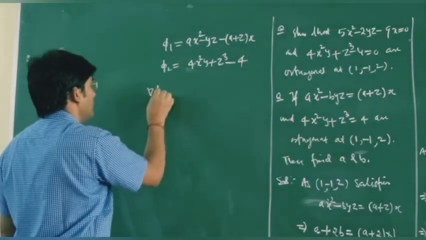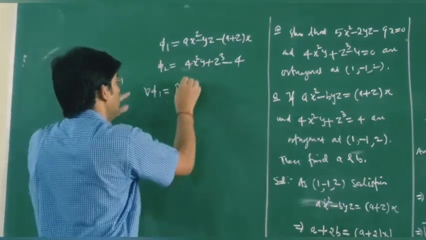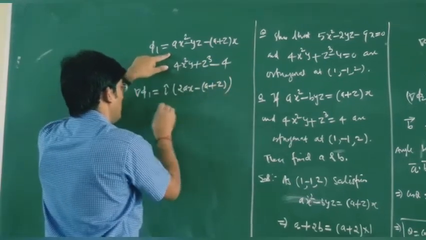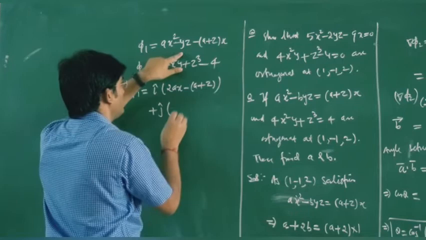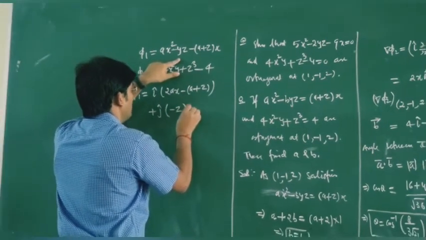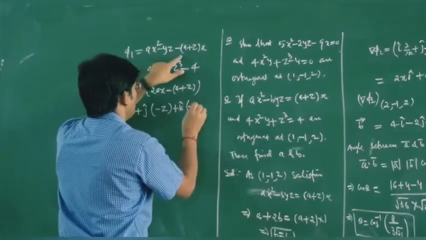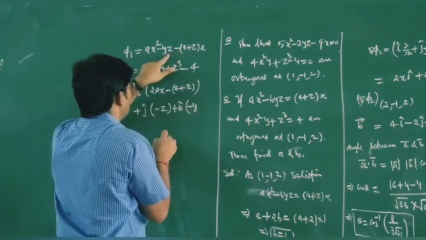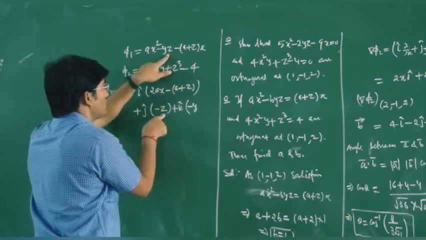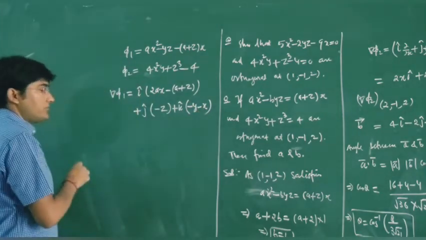Your grad phi 1 will be i del by del x of this one, so your del by del x will be 2ax minus a plus z, plus j times del by del y of this bracket, which will be minus z. Then k times del by del z of this bracket, so this will be minus y. If you differentiate this bracket with respect to z, then this will be minus y, and differentiation of z will be minus x. So this is your grad phi 1.